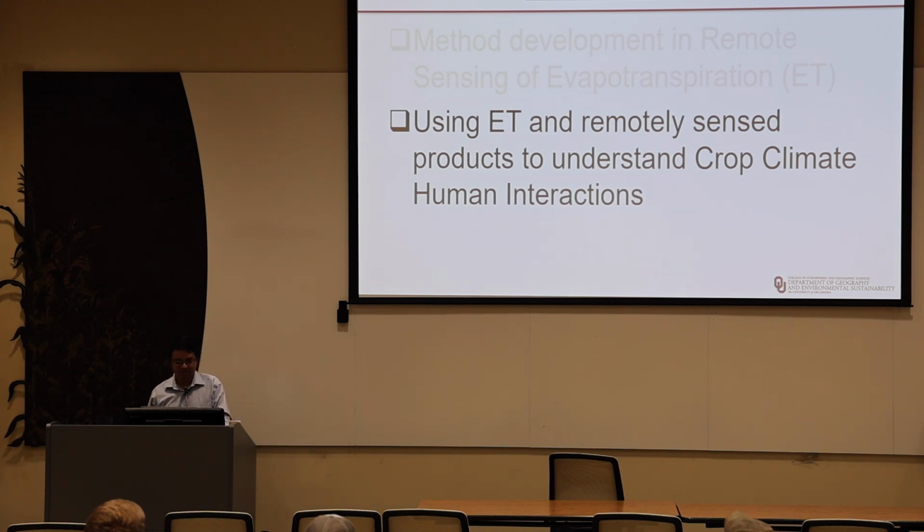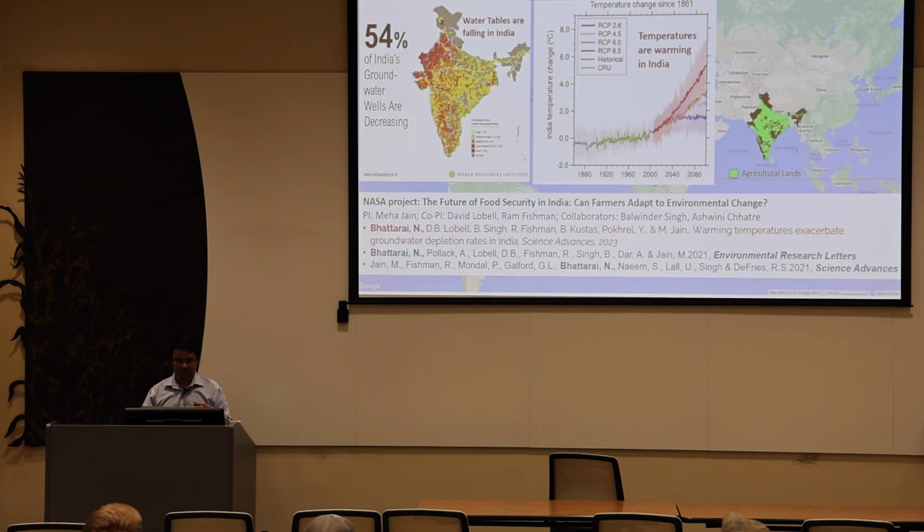So now I'm going to talk about how we use ET and remote sensing data to understand crop, climate, and human interaction. The earlier part was more model development, the technical component, right? Now it's more interdisciplinary work, right? The example I want to present is from the work that we have done in India.